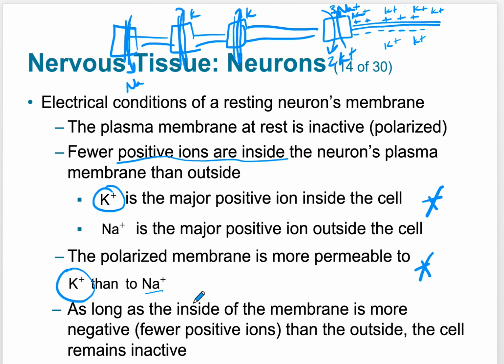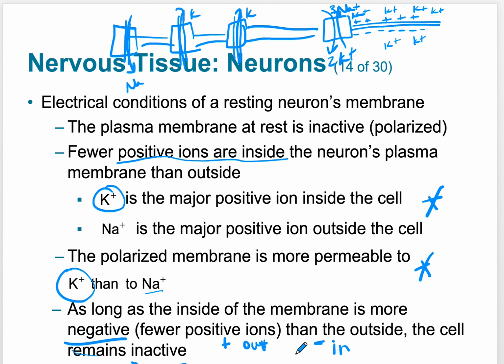So it says as long as the inside of the membrane is more negative, and that just means fewer positive ions than the outside, the cell remains inactive. As long as we have positive out and negative in, this is going to remain inactive. This is what we call resting membrane potential, meaning that you're going to have positive outside, negative inside, less positive inside. And so you're going to have what we call rest.